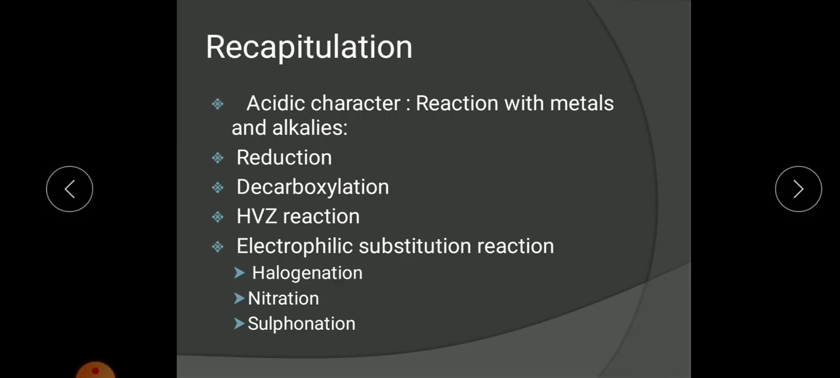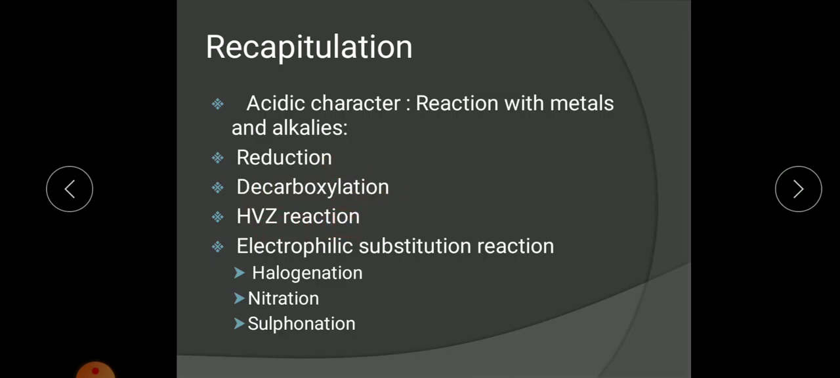In our last class, we completed the chapter Aldehydes, Ketones and Carboxylic Acids, and the last topic we saw was the chemical reactions of carboxylic acids. First, the acidic character: how a carboxylic acid reacts with metals and alkalis, that is, bases. Next, what happens when carboxylic acids are reduced, that is, the reduction method using a reducing agent. Then we saw the decarboxylation process, what does it involve? And then a very important reaction, the HVZ reaction.